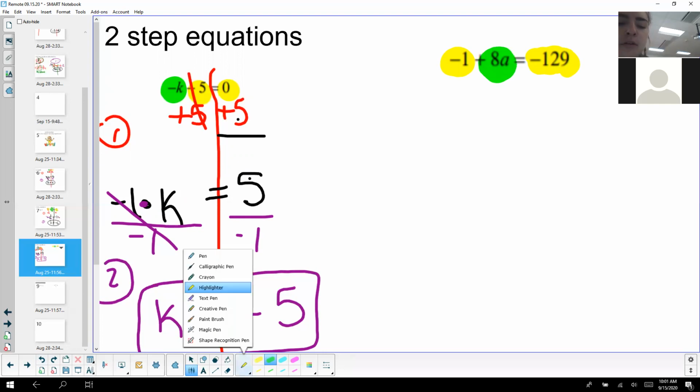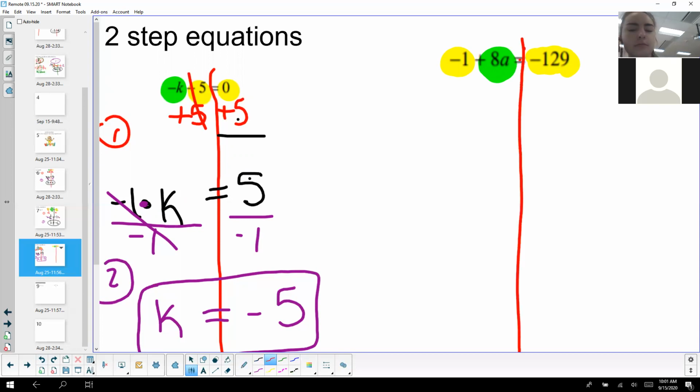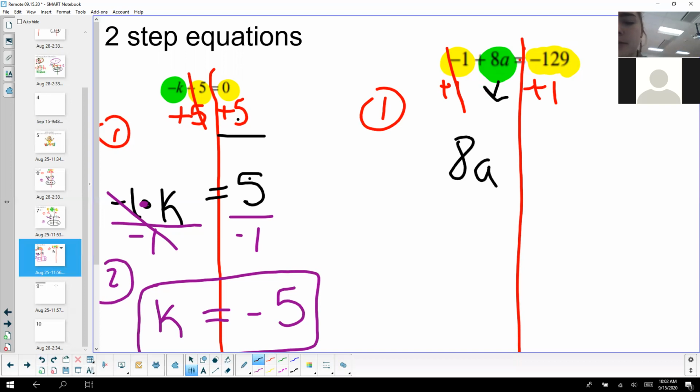So again, my goal is to get all of my yellows or my constants to the right side. So I want to get that 8a by itself first before I can start getting a by itself. So I need to get rid of that -1. So I can do that. So step 1, I'm going to get rid of this -1 by adding it to both sides. So that's going to cancel. -1 plus 1 cancels. I'm going to rewrite my 8a. So 8a, I'm just bringing down that variable term.